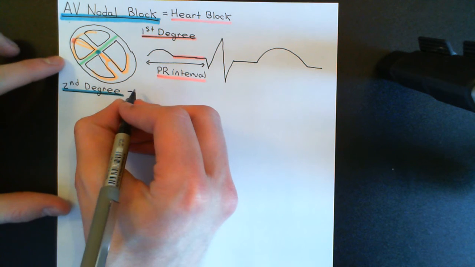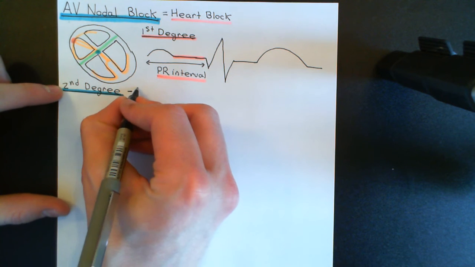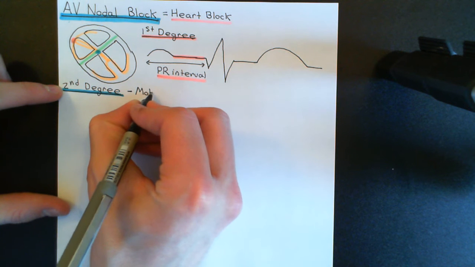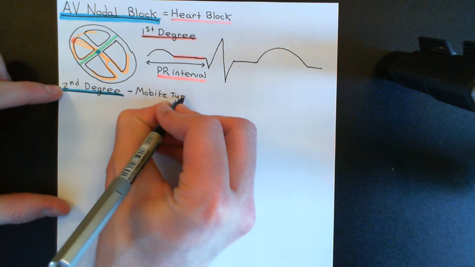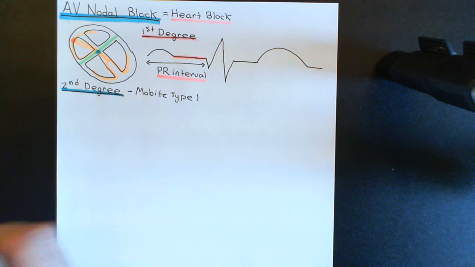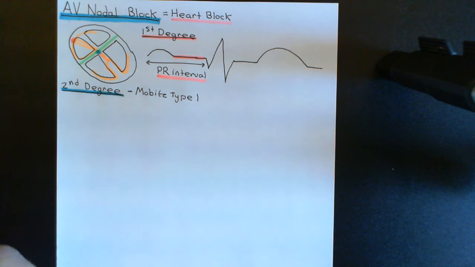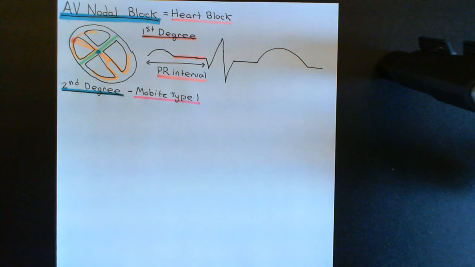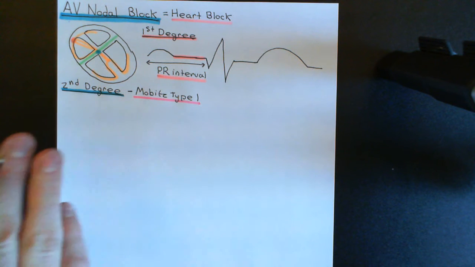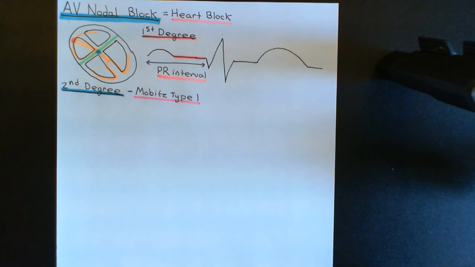Okay, so let me show you this. So, second degree AV nodal block. We'll firstly talk about Mobitz type 1 second degree AV nodal block. Let me firstly describe what's actually going to happen to the AV node in the case of Mobitz type 1 AV nodal block, and then we'll actually talk about what the ECG will look like.